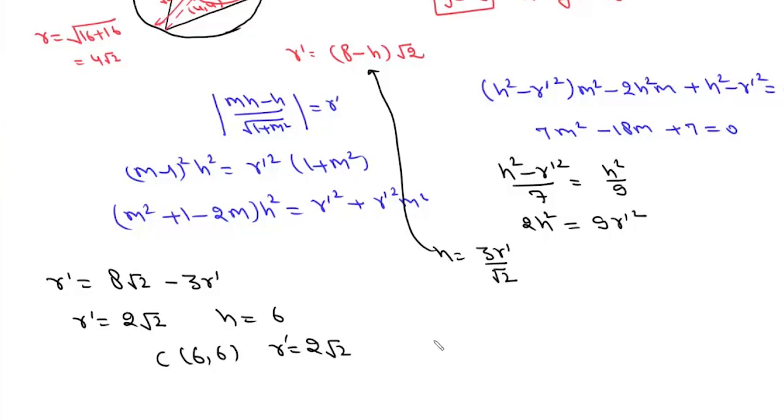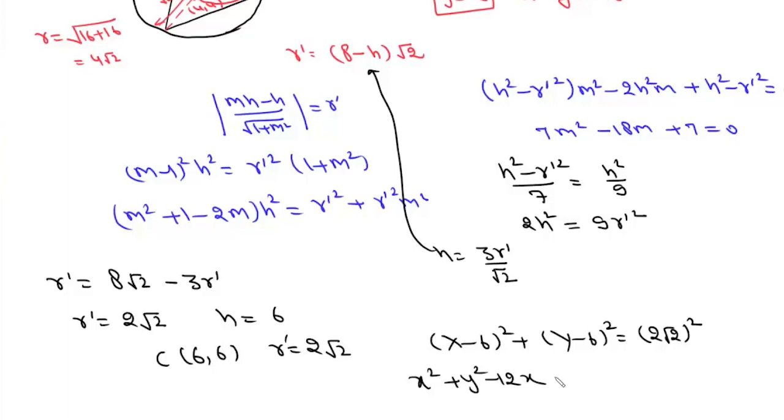So equation of this circle will be (x minus 6) square plus (y minus 6) square, and that will be equal to (2 root 2) whole square. We can also write this as x square plus y square minus 12x minus 12y, and this is 72. 72 minus 8 is 64. So plus 64 equals 0. And that is the answer to this question.